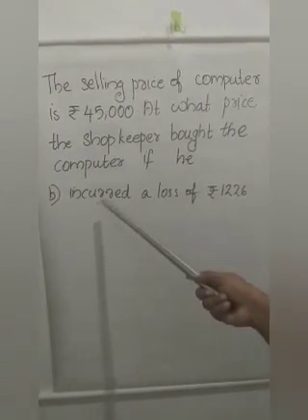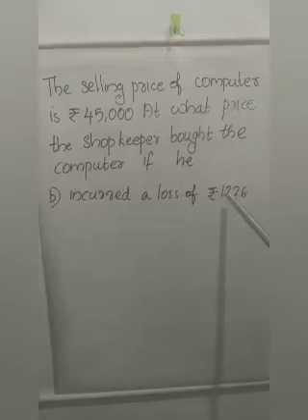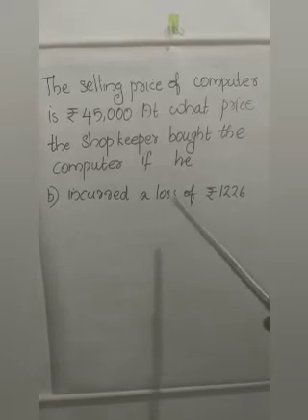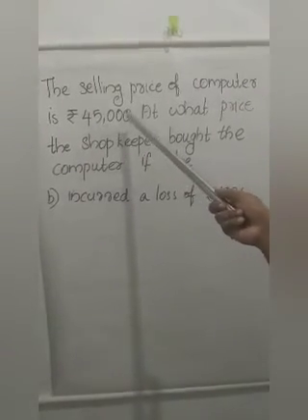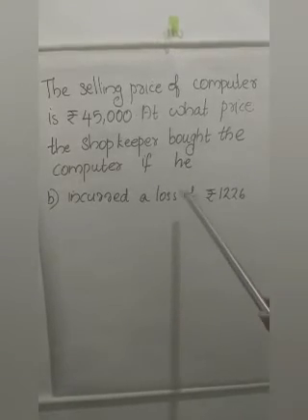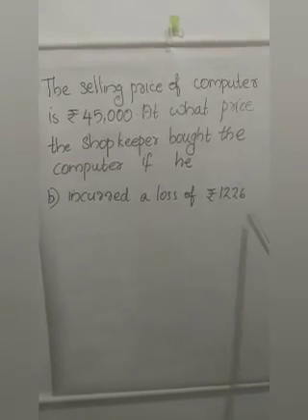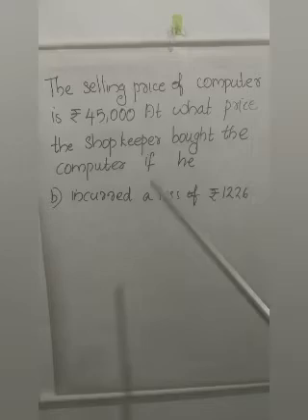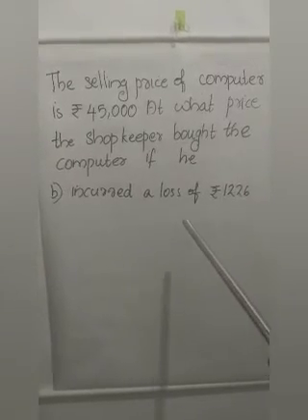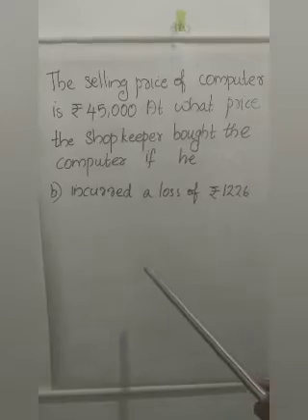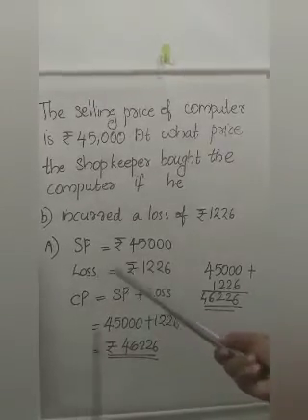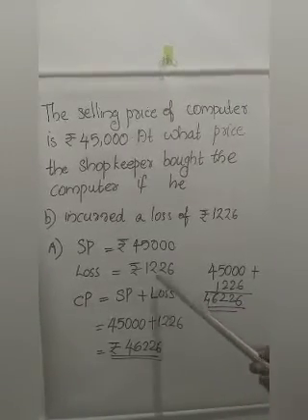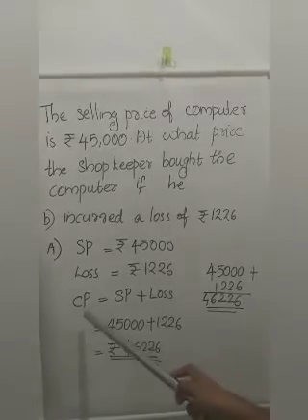Now one more question here. Next one is he incurred a loss of rupees 1,226. That means another computer he bought, he sold for the same price, rupees 45,000 itself. But by selling, he got a loss of 1,226. What is the cost price of that computer? If selling price and loss is given, how will you find the cost price? Selling price is rupees 45,000, loss rupees 1,226.